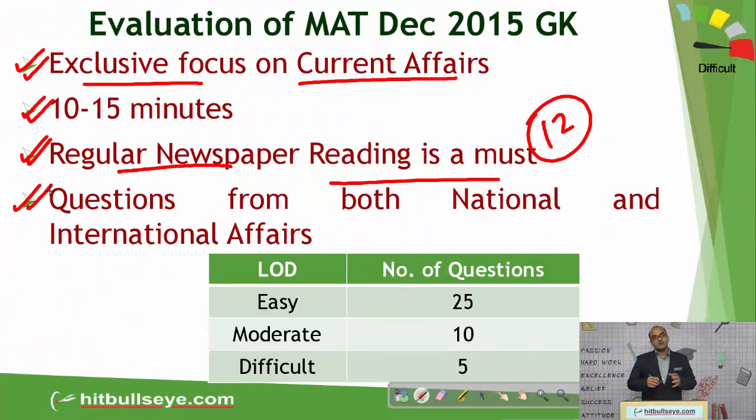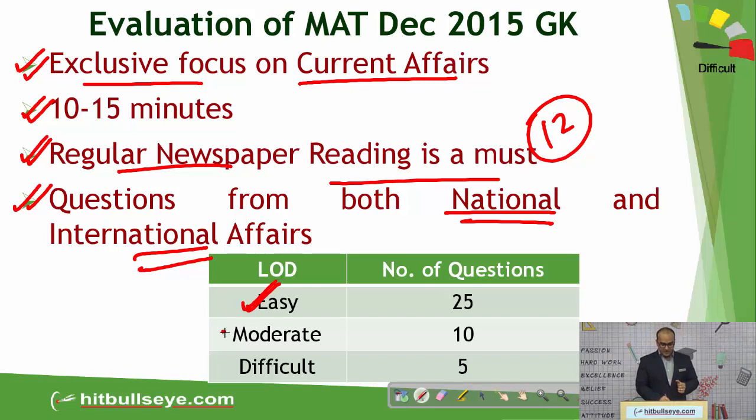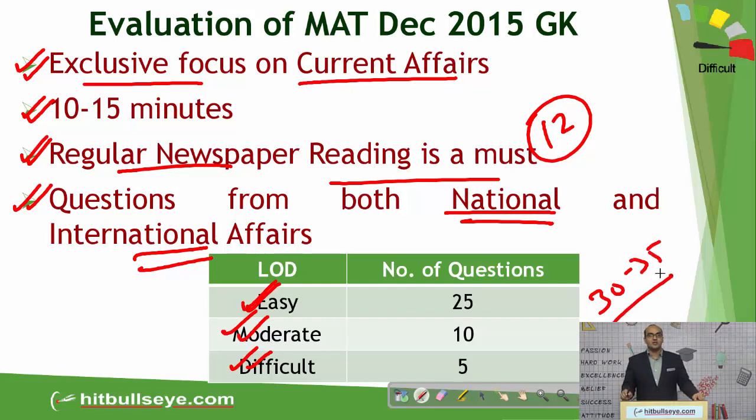Again, as far as the paper is concerned, it was a good mix of questions from both national and international affairs. So if you want to talk about the level of difficulty, a large majority of the questions were easy and attemptable. 10 questions could be categorized as moderate and only 5 questions were on a difficult level. So any attempt between 30 to 35 as far as this paper was concerned was considered to be safe.